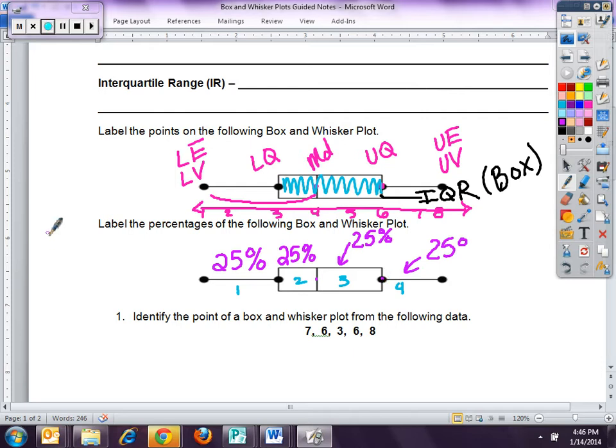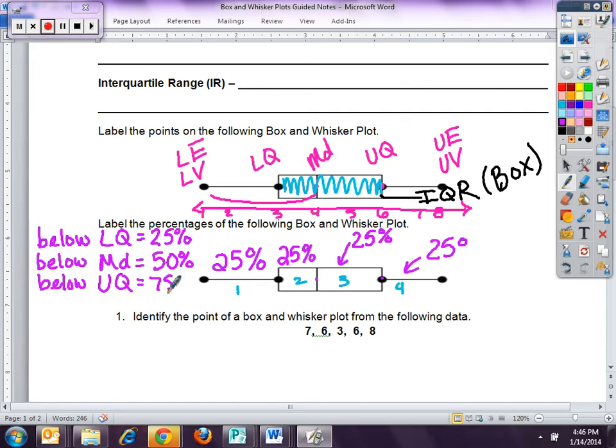So I'm going to say below lower quartile equals 25%. Okay? Below median equals 50%. Below upper quartile is 75%, and below the upper extreme is 100%.